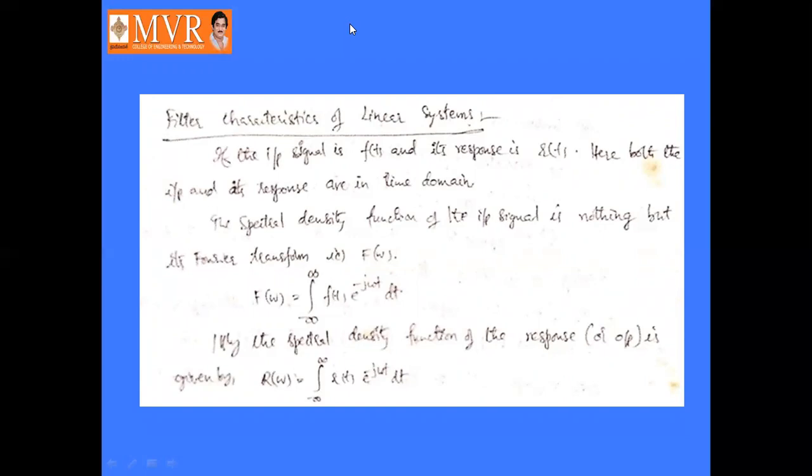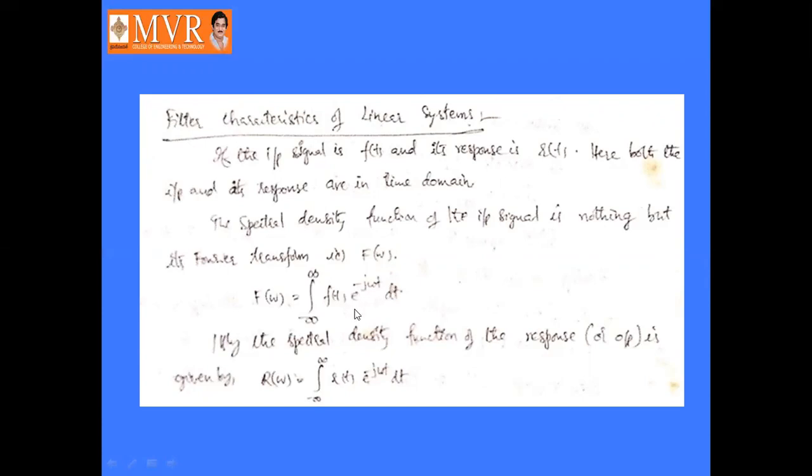So the spectral density function of the input signal is nothing but the Fourier transform, represented by F of omega. This is also called the spectral density function, or its Fourier transform. The Fourier transform F of omega is defined as the integral from minus infinity to infinity of f of t times e power minus j omega t dt.